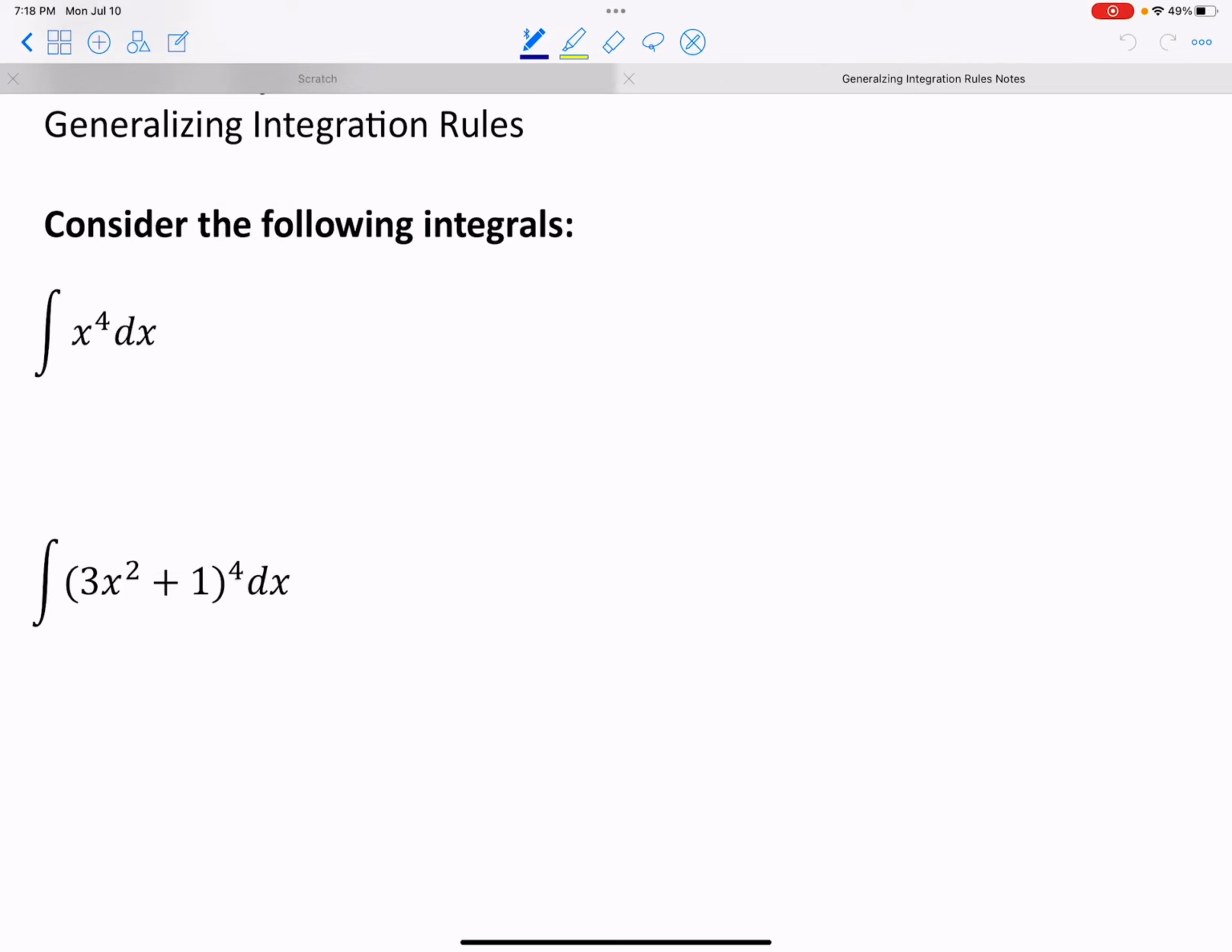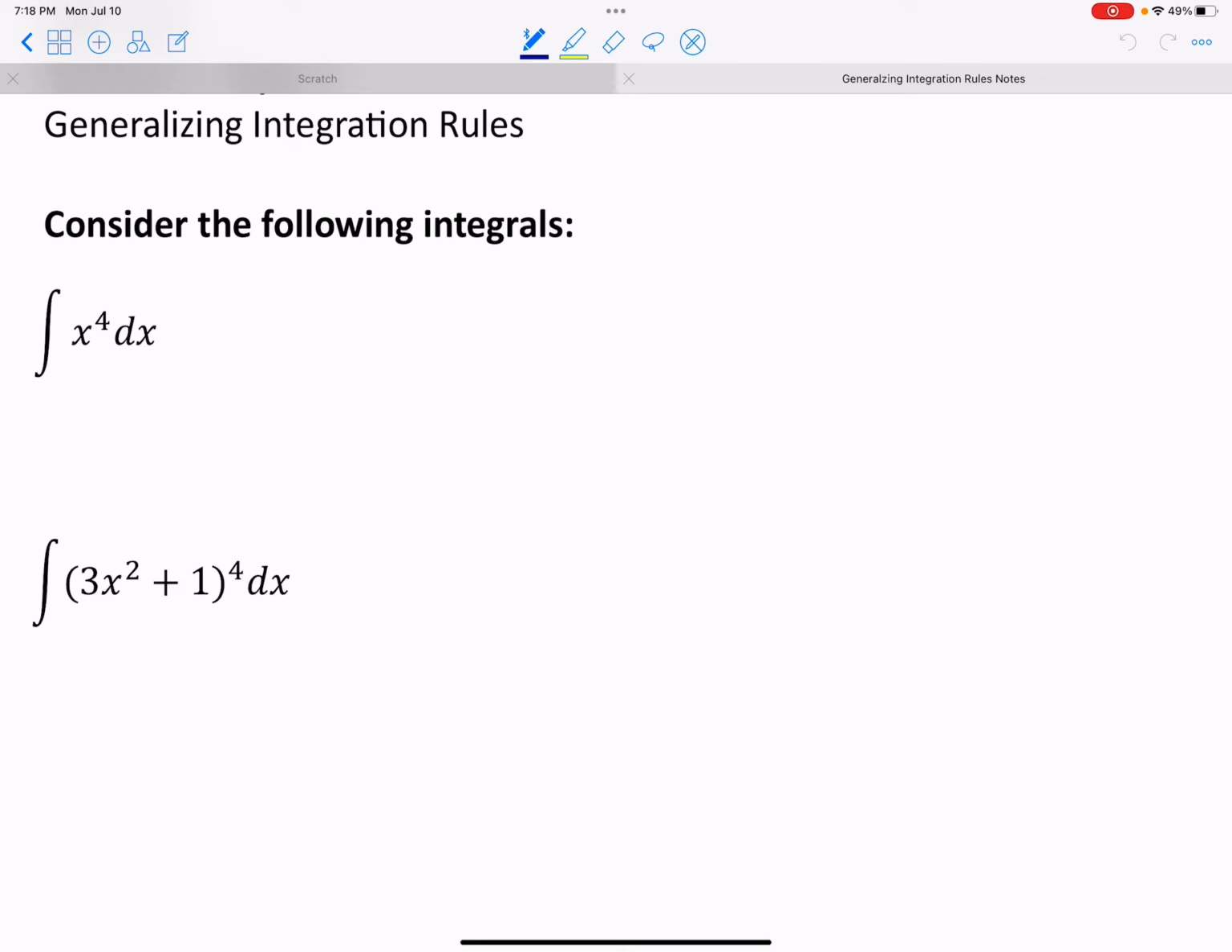Hello and welcome to our lesson on generalizing integration rules. Specifically, we're going to look at generalizing our power rule, the rule for integrating e to the x power, and then the rule for integrating 1 over x. Those are x to the n, e to the x, 1 over x. How do we generalize those rules so that if x becomes something else, we can still integrate?